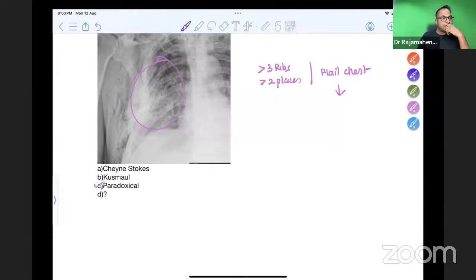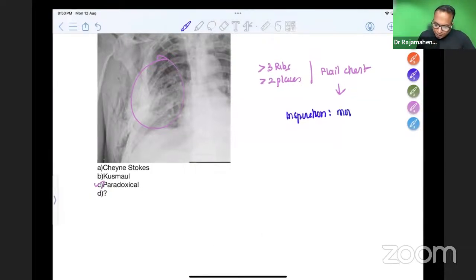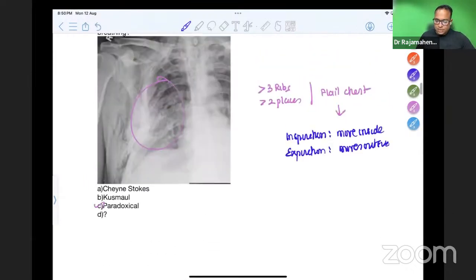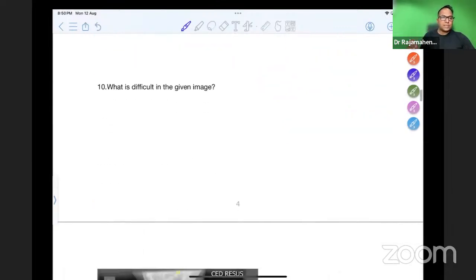See, this is a flail chest having a paradoxical respiration. Paradoxical respiration is that on inspiration, that segment will move inside, and on expiration, it moves outside. So don't forget, this is a simple repeat question. I don't think there is any controversy in this. If you have any doubt, please tell me. So flail chest is fracture of 3 ribs in 2 or more places.